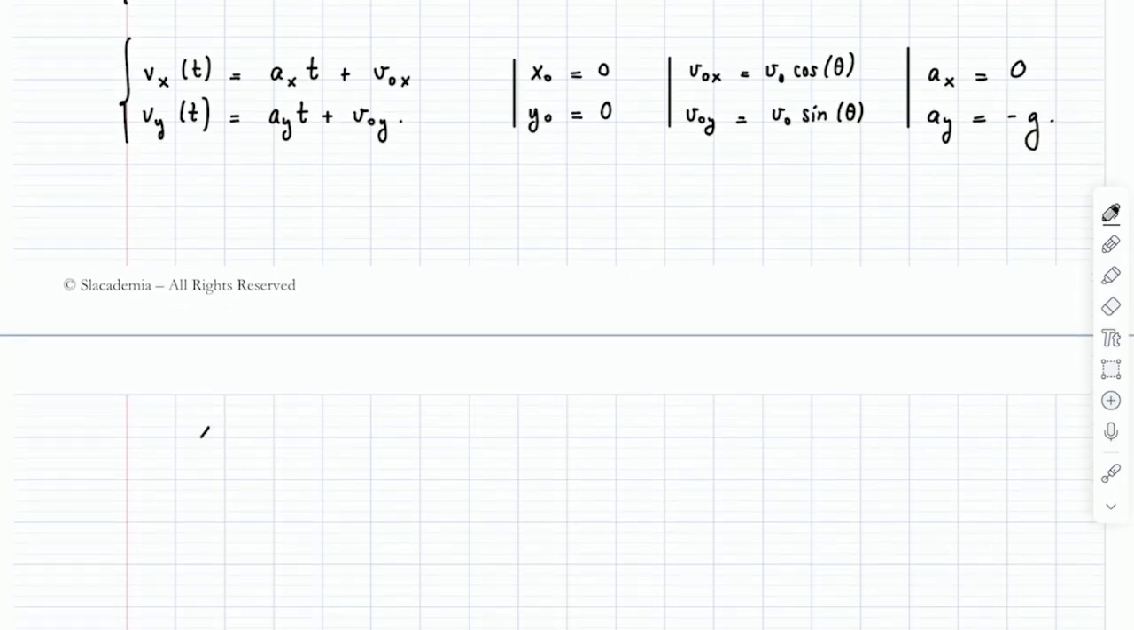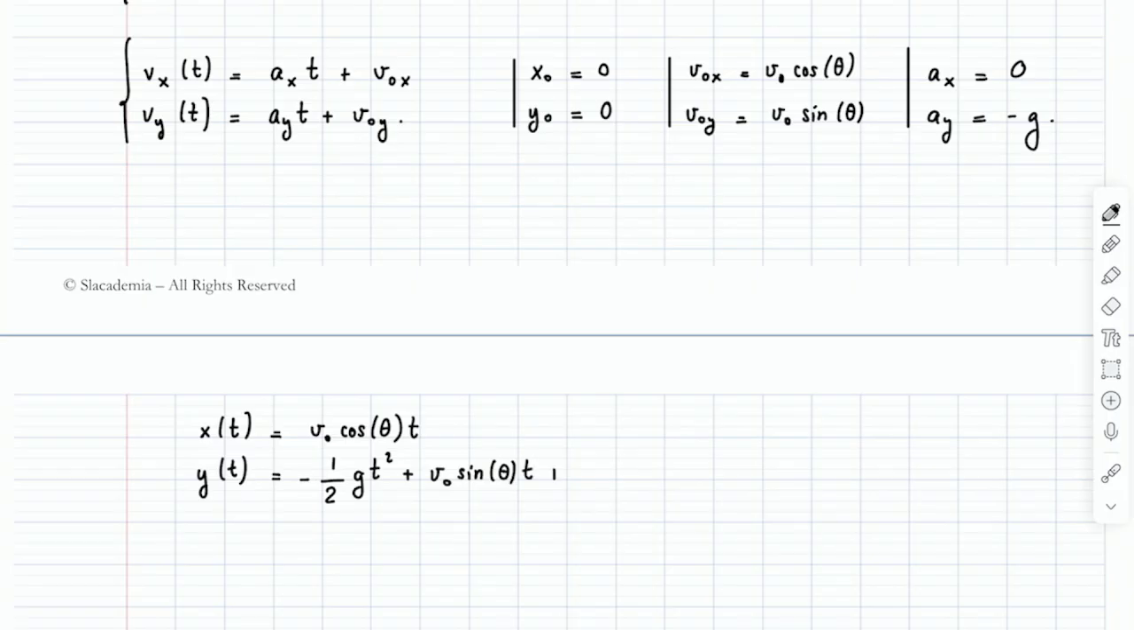Right? I'm going to get x of t is 1/2 axt squared, which is 0 because ax is 0, plus v naught xt, which is v0 cosine of theta t, and then x naught is equal to 0 in this case. Y of t is 1/2 ayt squared, that is minus 1/2 g t squared, plus v naught sine theta t, plus y naught is 0, so that ends there. And those are the kinematic equations for position.